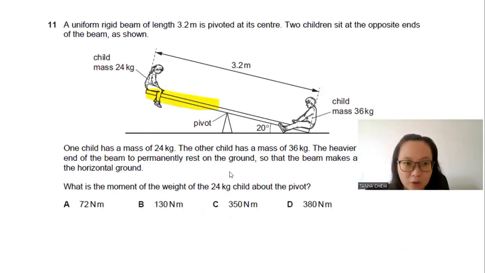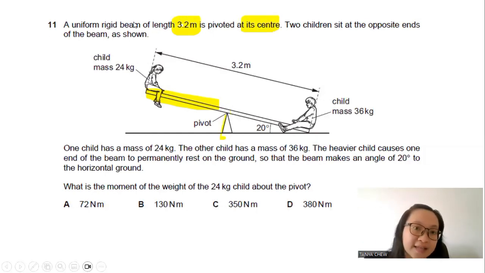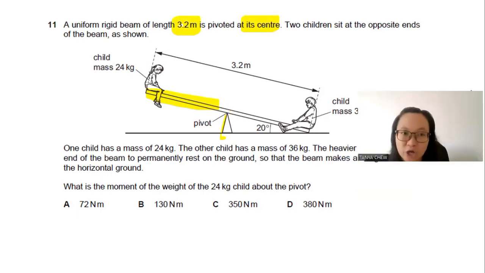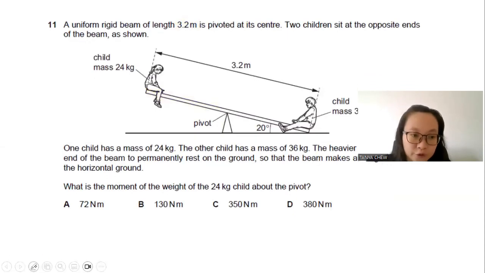The heavier child causes one end of the beam to rest on the ground. Because the length of the uniform rigid beam is 3.2 meters, pivoted at the center, the pivot is placed at the center of the whole length of the beam. That is why the 24 kilogram child is at half of the length of the whole beam, the perpendicular distance. So that is why I take 3.01 divided by 2. And I get 354 newton meters. So I round it off to 350 newton meters.